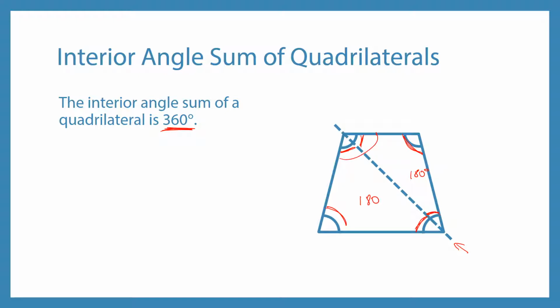So if we then add all of these angles up, we're going to get 180 degrees plus 180 degrees, which is giving us 360 degrees. So we know that the interior angle sum of any quadrilateral is going to be 360 degrees.